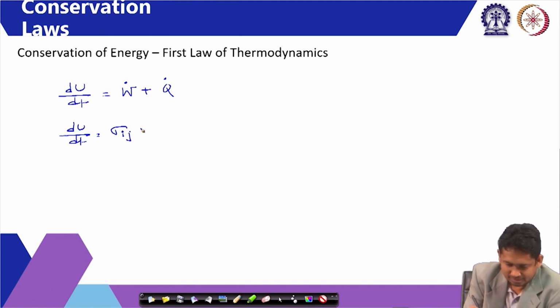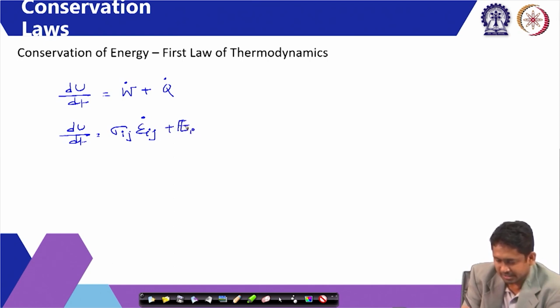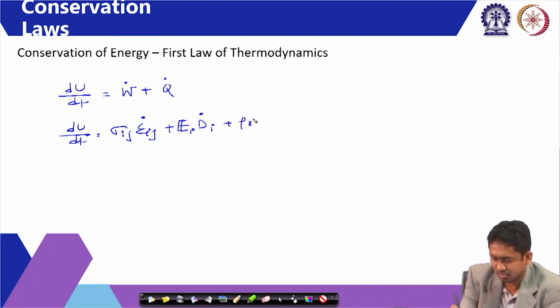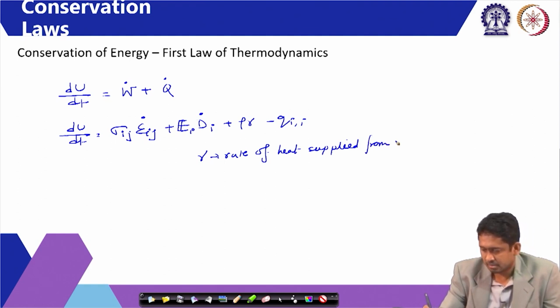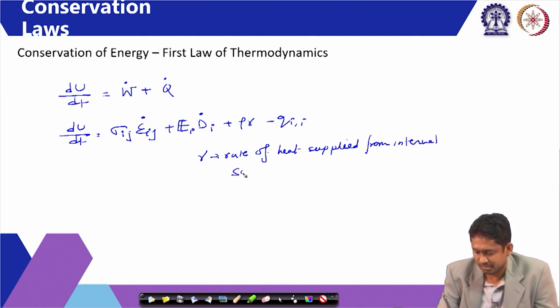So, for our piezoelectric medium we can write this as sigma ij multiplied by epsilon ij dot plus E, as in electric field, multiplied by di dot plus rho gamma minus q i comma i. So, here are two more terms. Gamma is the rate of heat supplied from internal sources, any internal source per unit mass. So, it is per unit mass, and q is our heat flux vector.